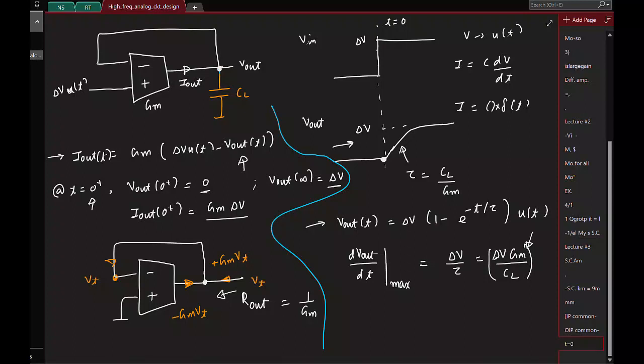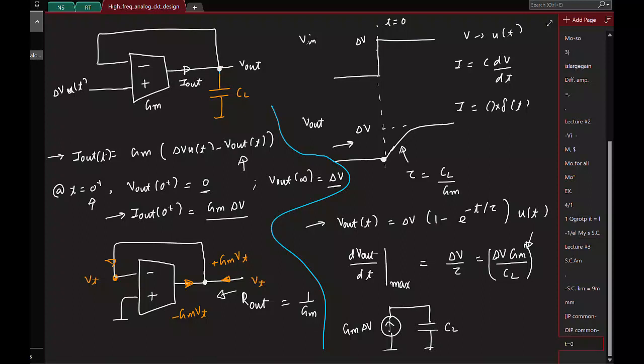So everyone is okay that the maximum slope is at t equal to 0 plus. At t equal to 0 plus, what is the current? No, but we already have found it, right? What is it? Gm times delta V. So at t equal to 0 plus, it looks like you have a current Gm times delta V pushing into a capacitor CL.